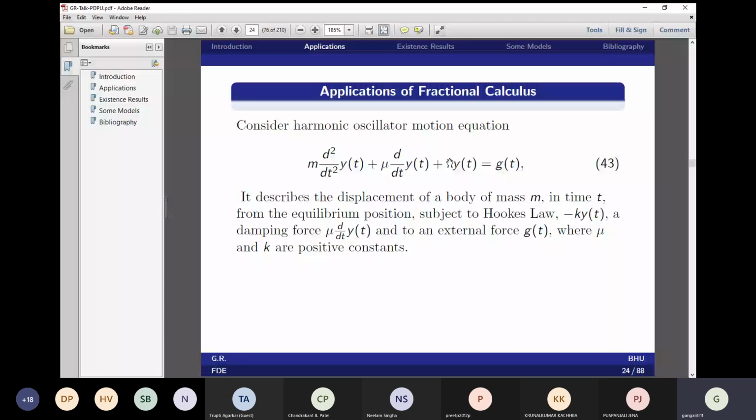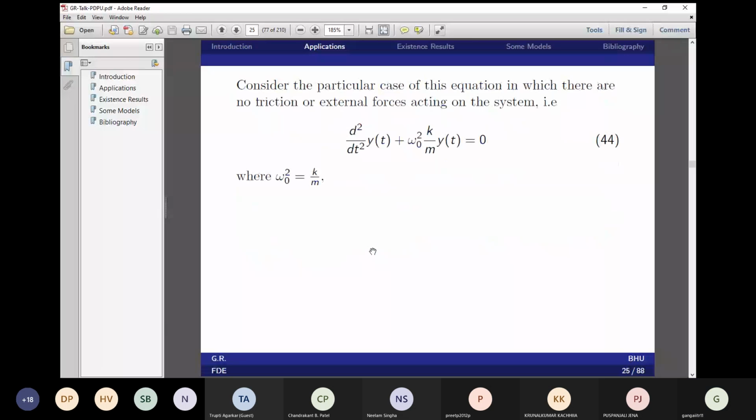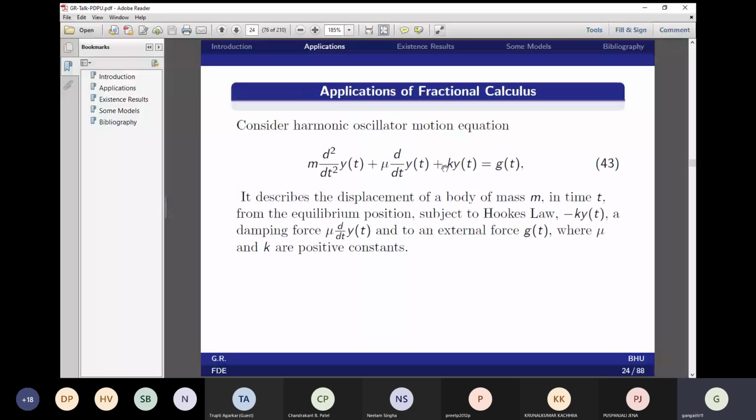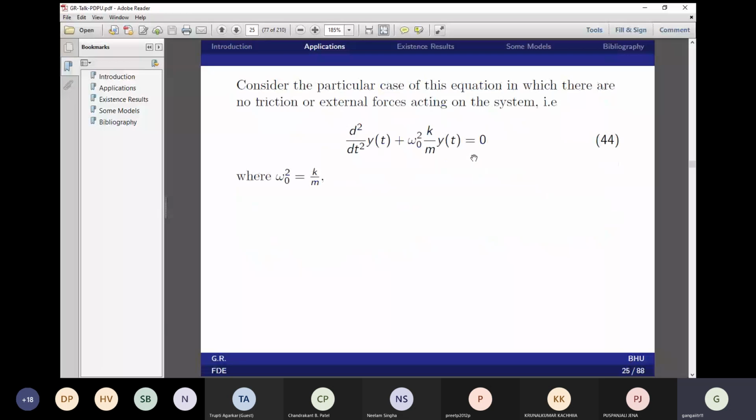Okay, so basically this is equation 43, which represents the harmonic oscillator motion. We can take the particular case of this problem without the friction force and external force. That means if we take the damping force to be 0, and also the external force g(t) to be 0, then the equation can be converted into this form.